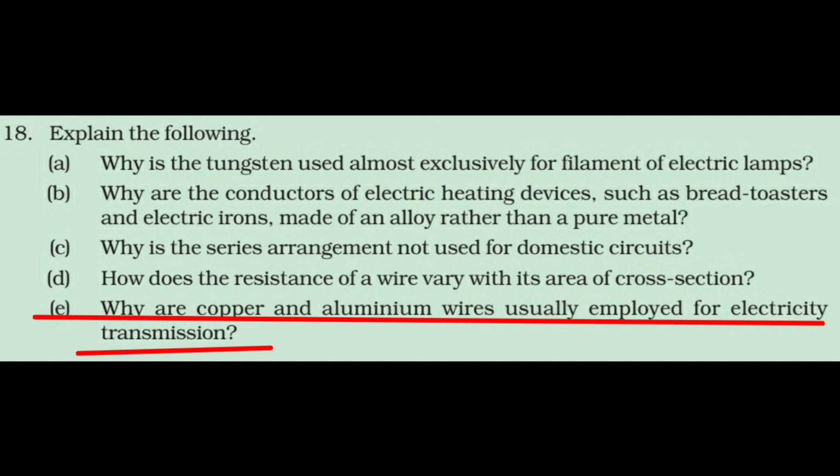E part. Why are copper and aluminium wires usually employed for electricity transmission? Copper and aluminium wires possess low resistivity and as such they are generally used for electricity transmission.